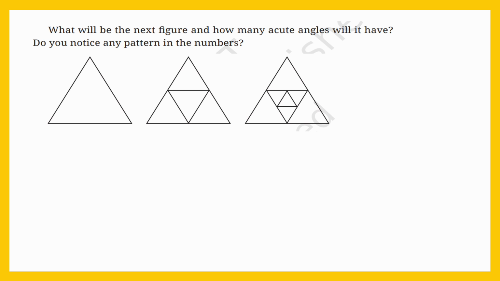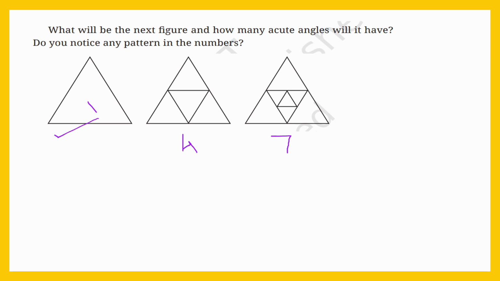See the first pattern, how many triangles are there? 1. In the second figure, how many triangles are there? 1, 2, 3, 4 triangles are there. Then, in the third figure, how many triangles are there? You can see 7 triangles. And how this pattern comes? See in the first figure, you have only 1 triangle.